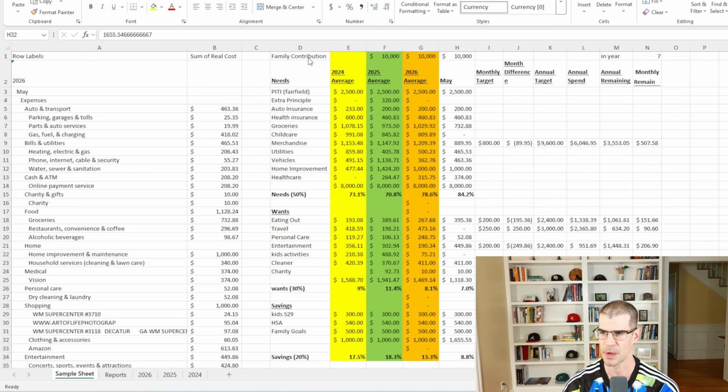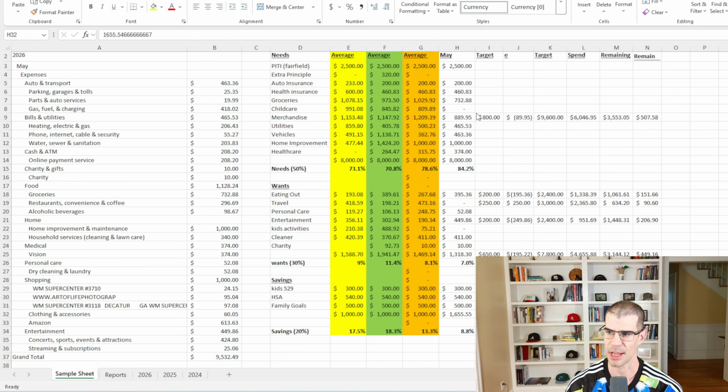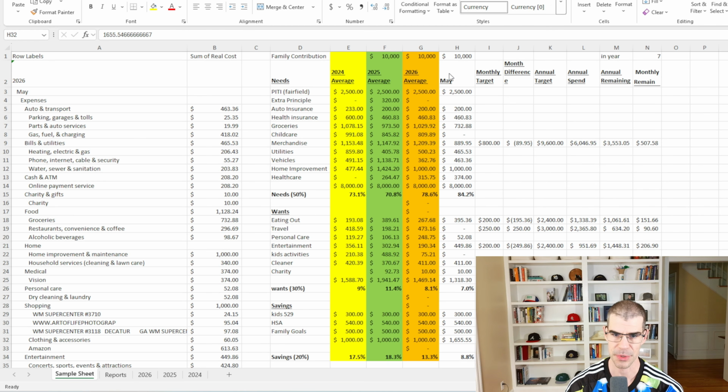Then in this middle section is sort of the specific categories added up and compared to, I know in one of the prior videos we talked about the needs, wants, and savings buckets. 50, 30, 20 should be your goal. And so that's how we have that broken out here. These are just sample numbers, by the way. This is not our real budget or budgetary numbers. But you can tell here, I have the month, we have our family contribution, here's the percentage in each, we have wants again, and then savings with our goals.